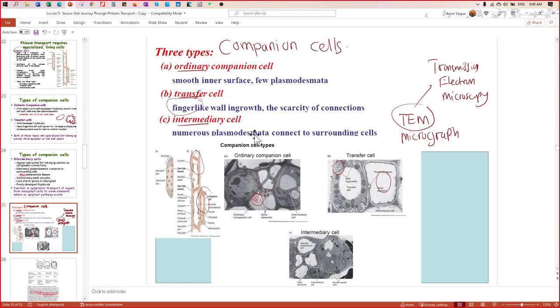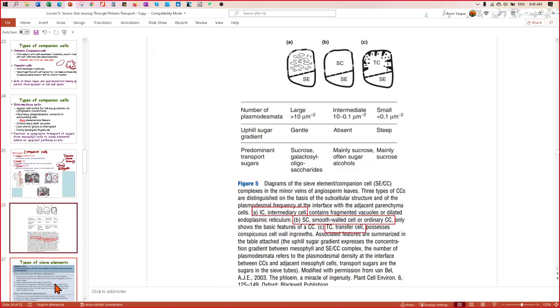Numerous plasmodesmata connect to the surrounding cells. So find your sieve elements. These are your sieve elements, and this is your intermediary cell. All right. So this is the summary of how each of these types differ.